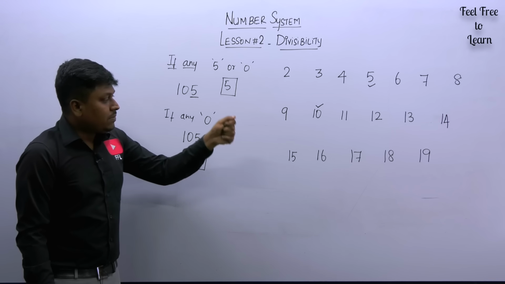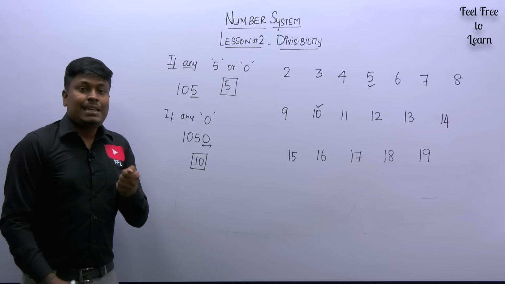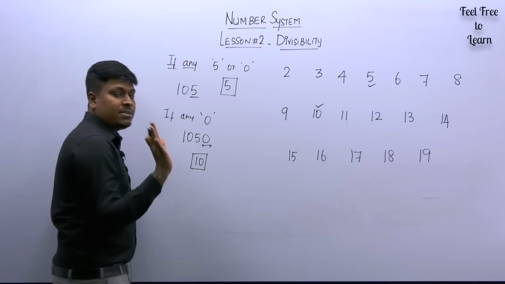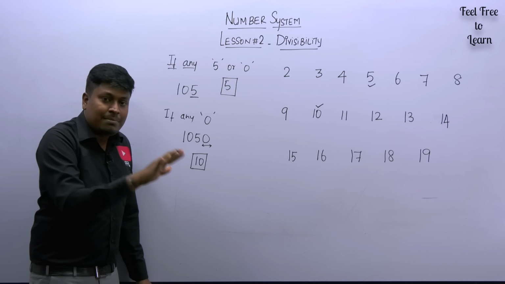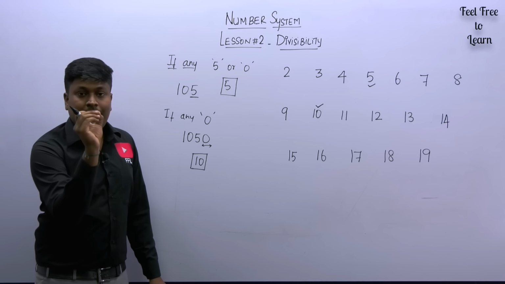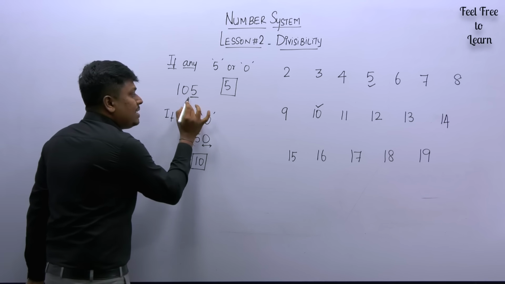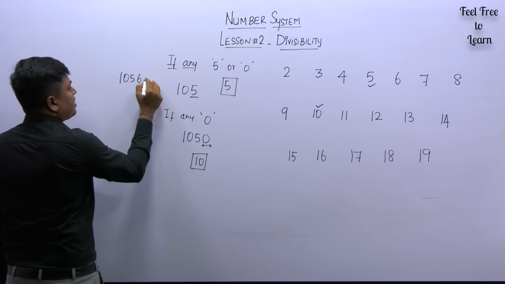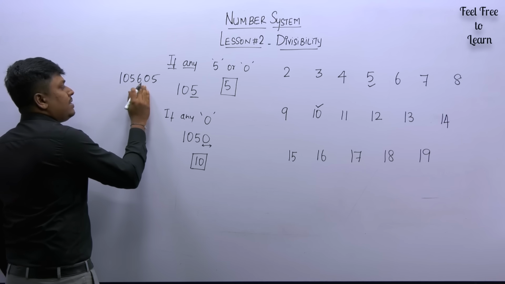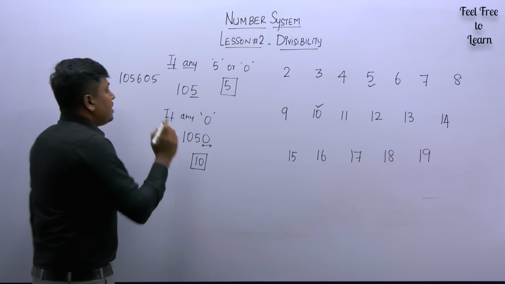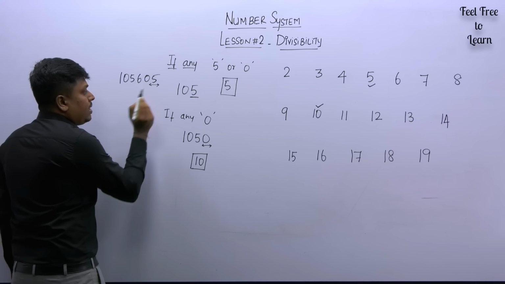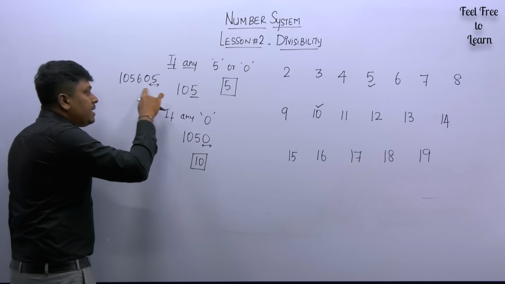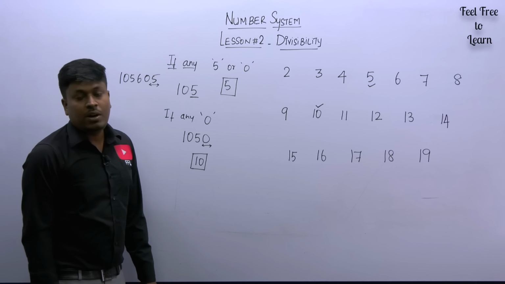Out of these 18 numbers, the first easiest divisibility rule that we can learn is for number 5 and number 10. So what is the divisibility rule of 5 and 10? For 5, look at the last digit of the given number. It can be any number, 5 digit or 6 digit. Just see, 105605. If they have given a number like this, just look at the last digit. The last digit is 5, so definitely this complete number will be divisible by 5.